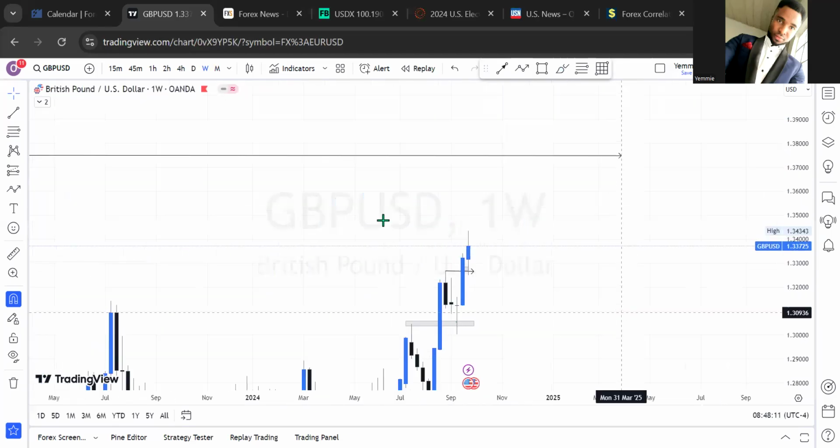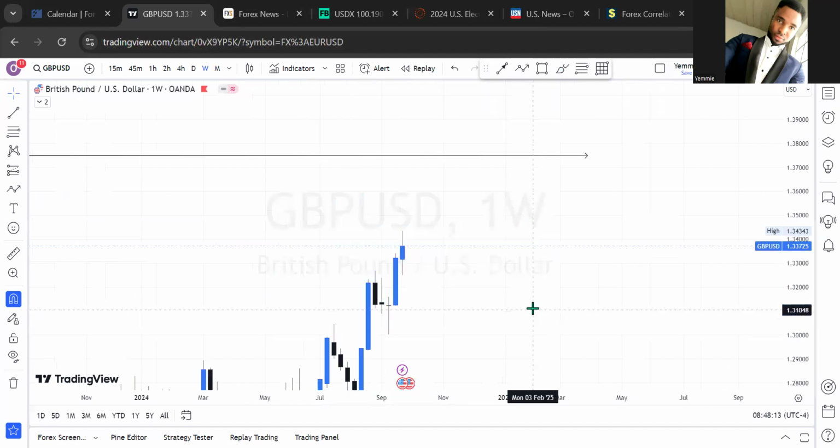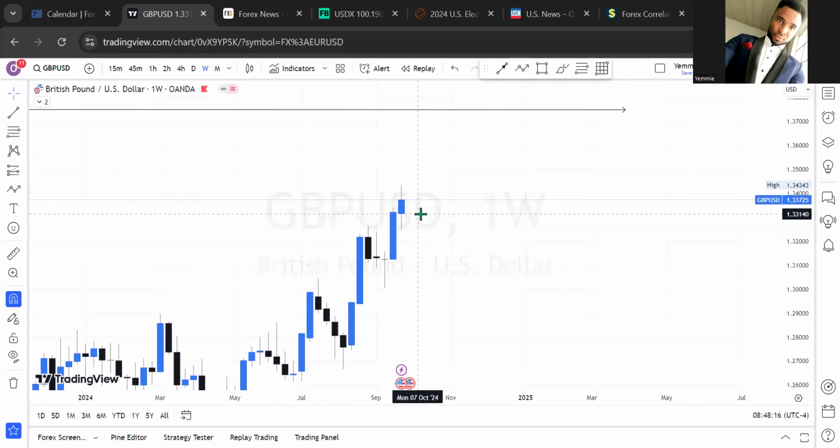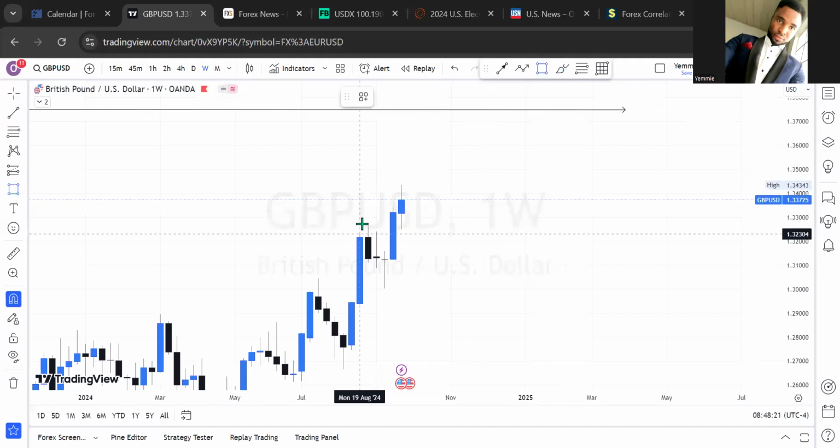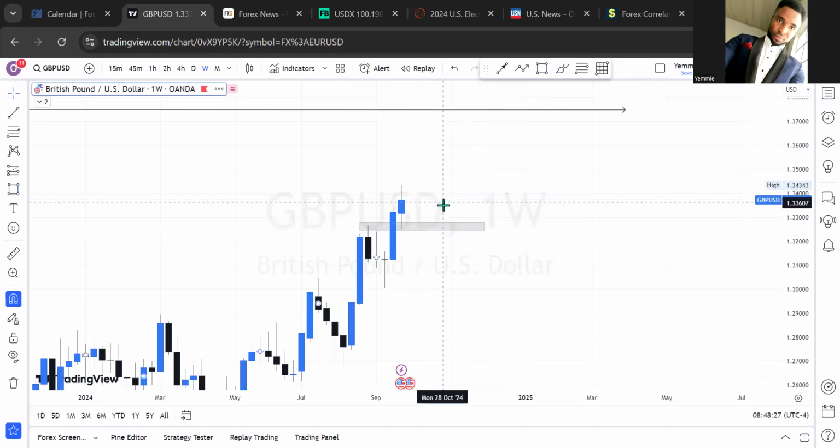This is what we have on the weekly time frame. The last week candle happens to be a bullish one, ended this way. So what are we going to see for this week? I will be expecting a little bit of sell to this price level.